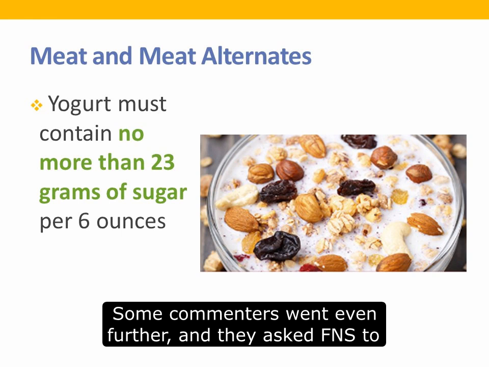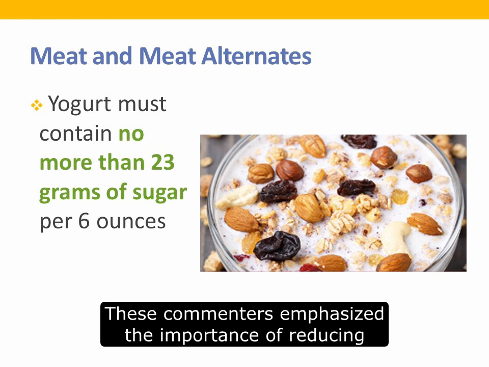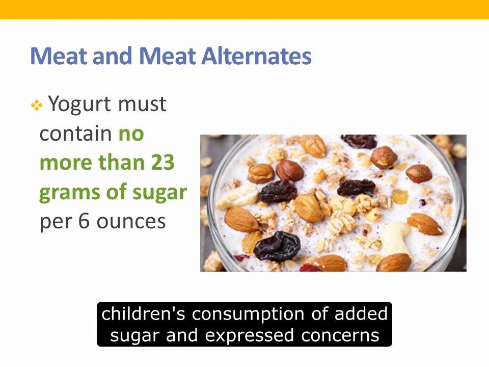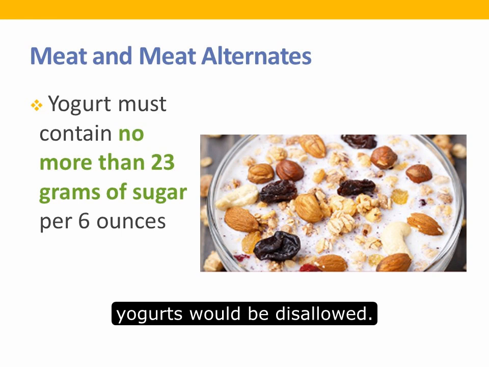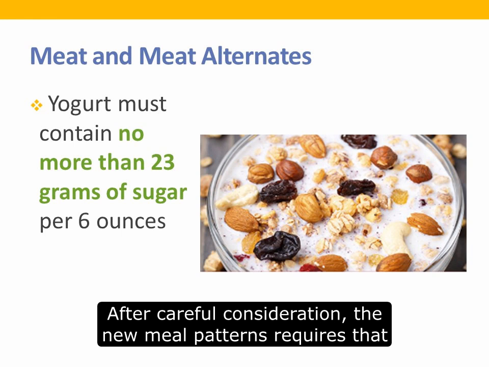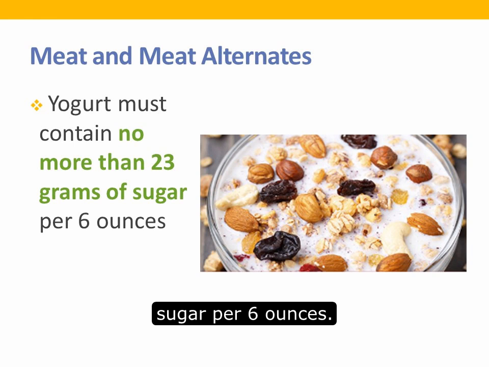Some commenters went even further, and they asked us, FNS, to lower the sugar limit on yogurt. These commenters emphasized the importance of reducing children's consumption of added sugar and expressed a concern that the proposed sugar limit is too liberal, because only a few yogurts would be disallowed. After careful consideration, the new meal pattern requires that all yogurt served in CACFP contain no more than 23 grams of sugar per 6 ounces.